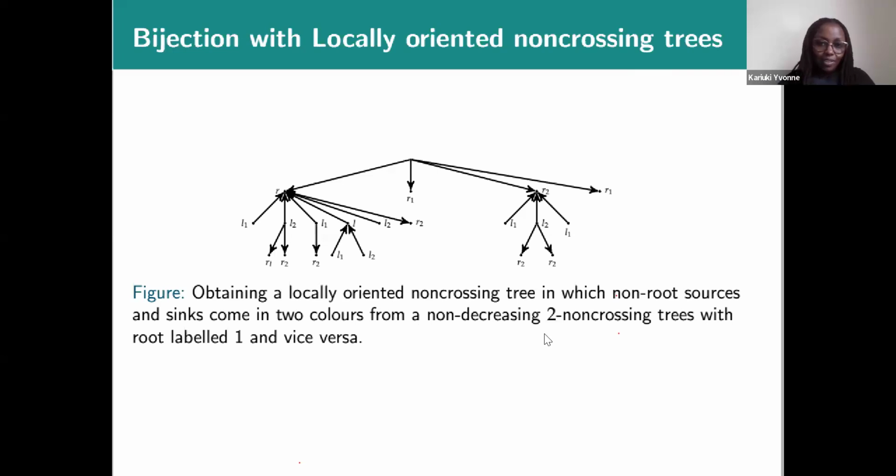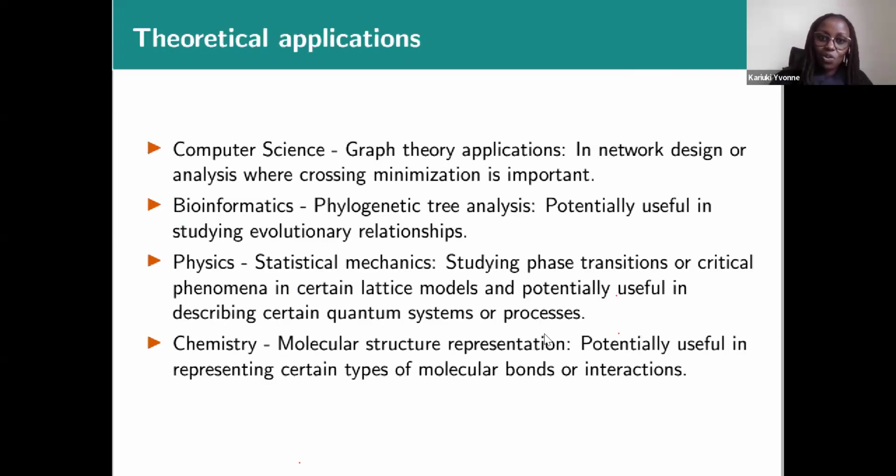And I would like to talk about how they are applied in theoretical application, because I know I've been talking about trees and trees, but these are some of the areas that these trees can be applied in. We have a famous application in computer science, in graph theory applications. Specifically, since these trees are labeled 1 or 2, and then there's the aspect of non-decreasing, meaning there is an order, ones come before the twos. So we consider this in the binary case. Instead of twos, we have zeros and ones. So it can be used in network design or analysis.